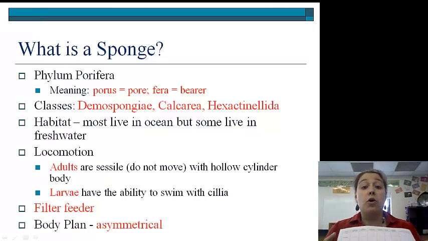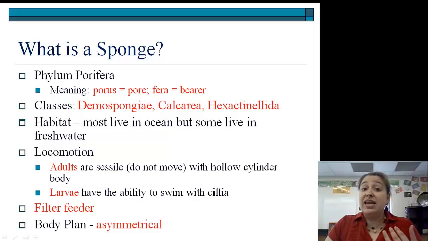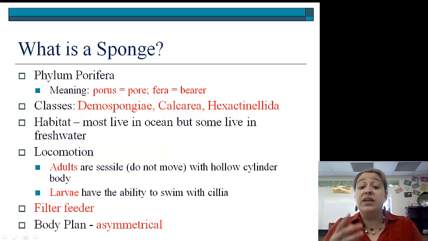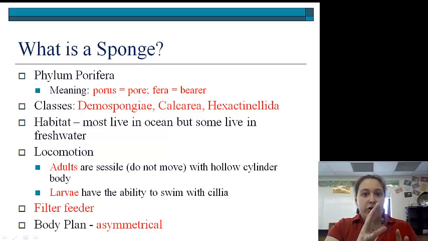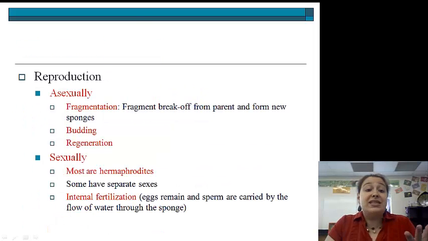Porifera, pore bearing. We've got 3 different classes of sponges. They live mostly in the ocean, but some in fresh water. They do have a larva stage and an adult stage, and the adults are typically sessile, or non-moving, but the larvae can swim using cilia. They are filter feeders, so the water filters through them, and they can grab what they need, and they're typically asymmetric.